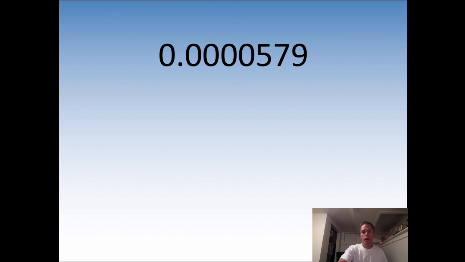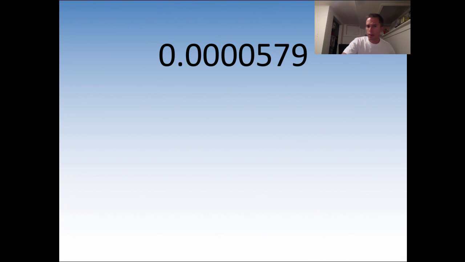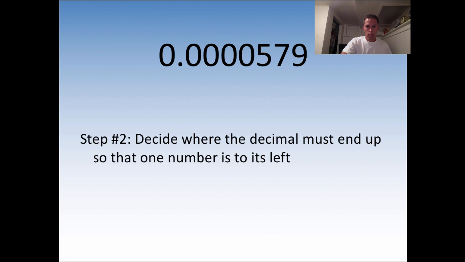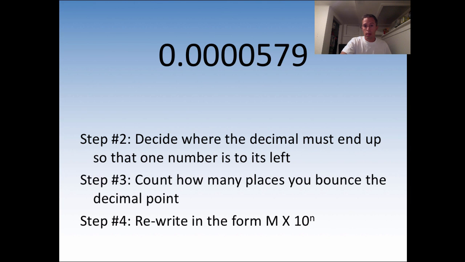Okay, let's take this number in standard form. Now it's a small number. It's smaller than 1. Very, very small number. Let's switch it to scientific notation. So step 2, decide where the decimal place must end up. And so step 3, count how many places you bounce the decimal and rewrite in the form m times 10 to the n. Okay. So again, we want there to be one number to the left. So that decimal, we want it to be right there.